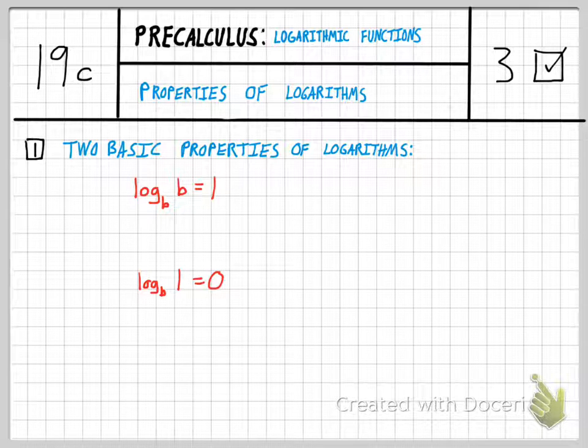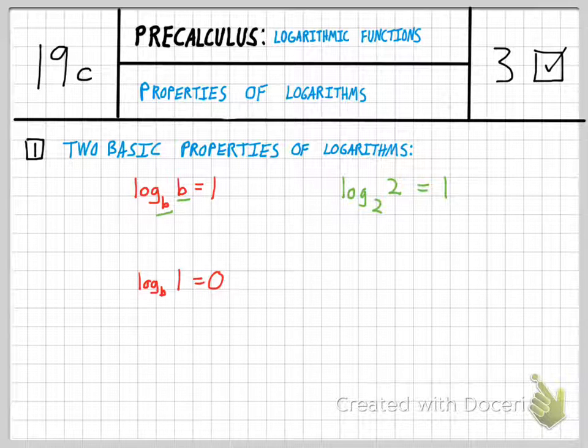Anytime you have log base b of b and you want the answer, it's just going to be 1. A couple examples of this: if you had log base 2 of 2, you're thinking about 2, your base, to what power gives you 2, and the answer is always going to be 1. So if these two numbers match, the answer will always be 1.